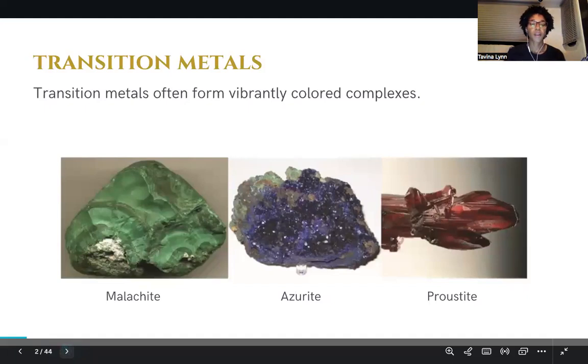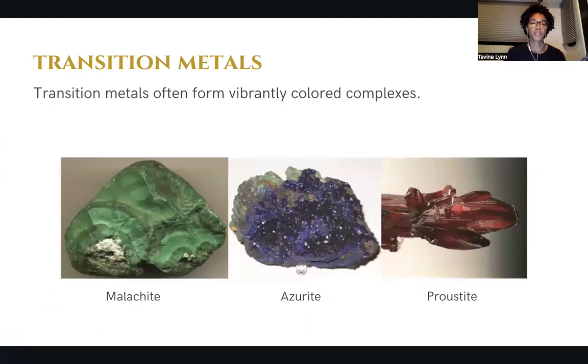So, if you recall from last week's lectures, we introduced complex ions, which are also called coordination compounds, which are also called coordination complexes. And many of them have transition metals in them. So here are some examples of transition metals in different complexes that form these beautiful colored crystals found in nature. If you're interested, you should look up the properties of these different crystals.